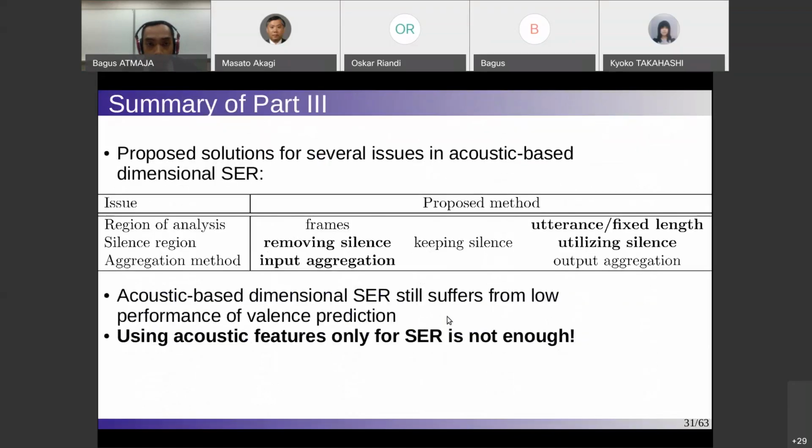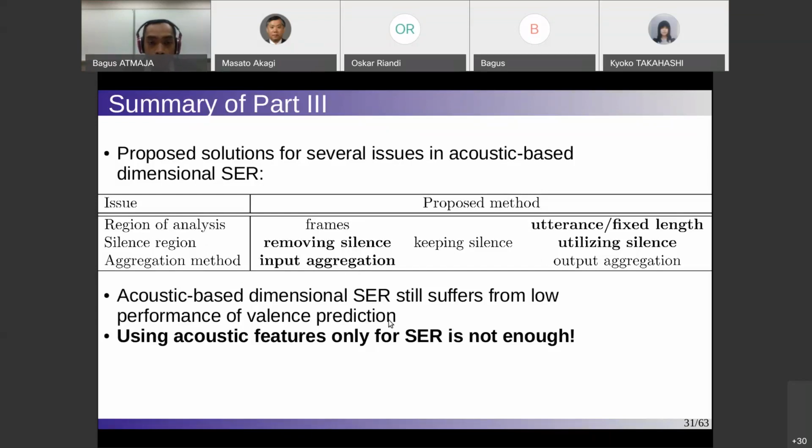And based on the first strategy, the first sub-goal, I can conclude the proposed solution for the following issues. The first is the region of analysis. I propose to use utterance or global features or HSF instead of frame-based processing. And for the silence region, either removing silence or utilizing silence leads to better performance than keeping silence. It means that we predict silence contributes to emotion recognition. And finally, for the aggregation method, our results show consistently that feature aggregation or input aggregation is better to model chunks to stories or to long utterances.